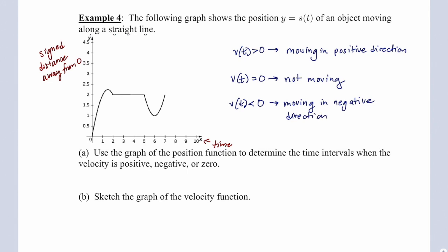So for this particular particle or object moving along a straight line, velocity is positive, let's see, on this stretch here where we're moving in the positive direction, and then we turn around and then we stay in place, and then we move backward a little bit further, and then we begin moving in the positive direction again. So V of t greater than 0 would be what I just highlighted in green. So it looks like t between 0 and maybe 1.5, and also t between 6 and 7.